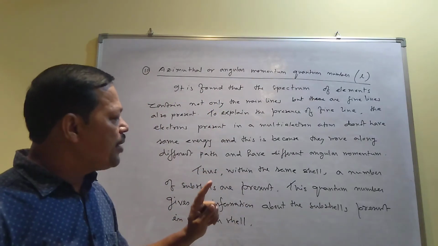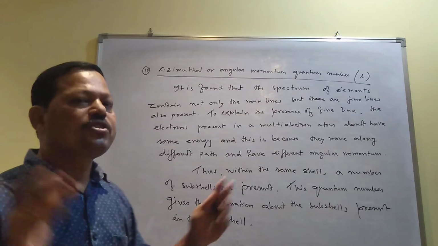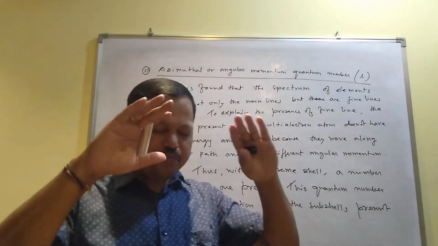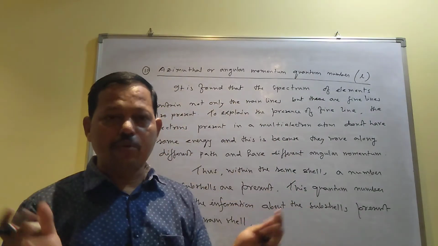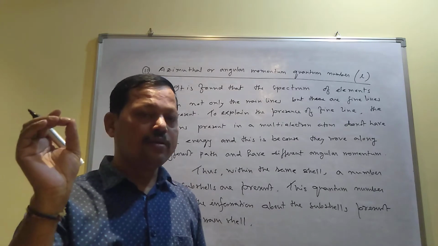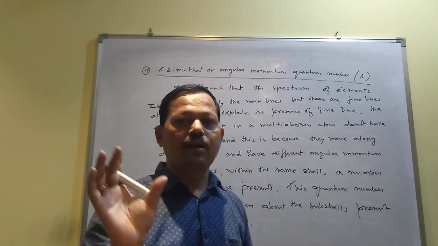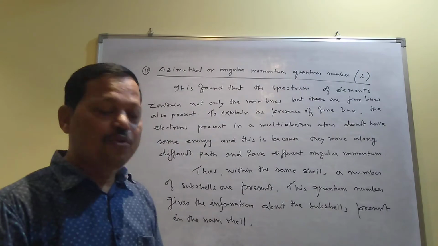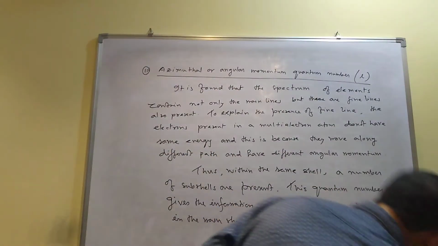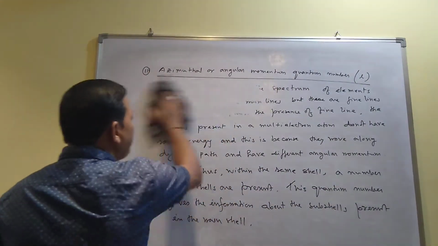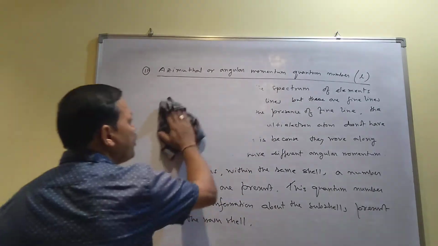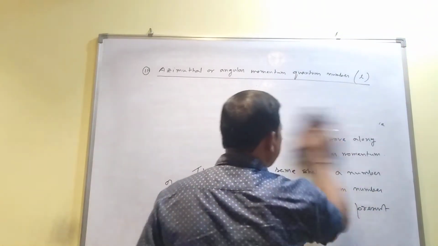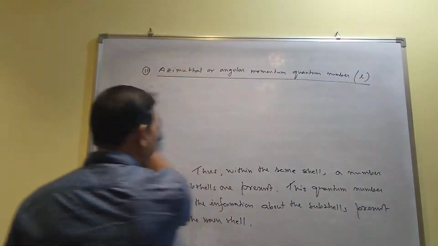And to determine the number of subcells, first you should know the value of the principal quantum number. What is the value of n? First you should know about the main cell. Then you can find out the value of L also. So now I will find out the value of L, the value of this azimuthal quantum number. So how do you have to find it?